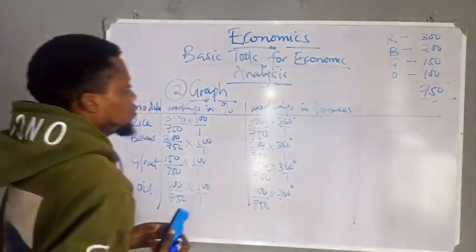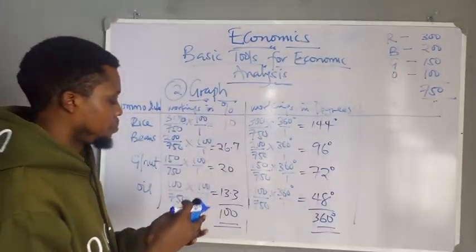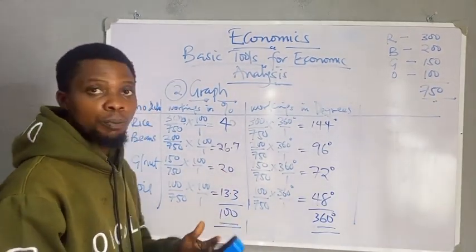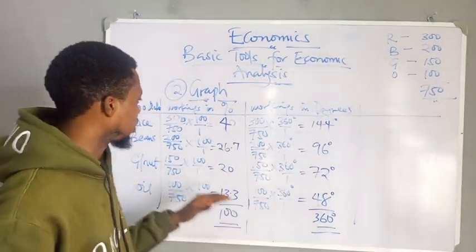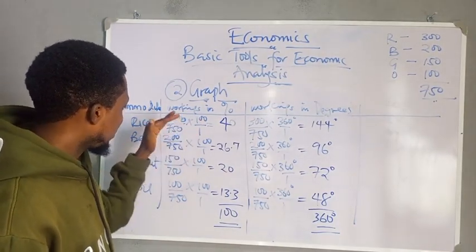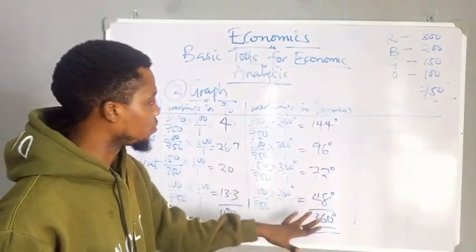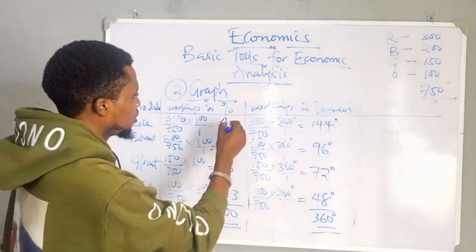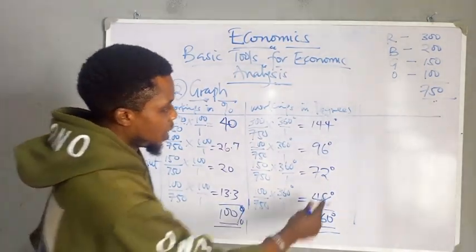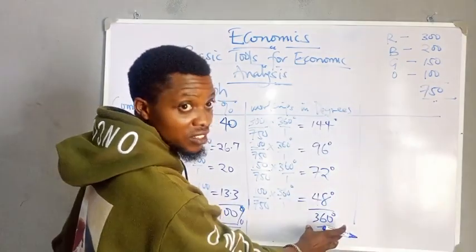Okay, now I've gone ahead to input the values here in order to save time. This is how I got it: 300 over 750 times 100 over 1. That is how I got the value for all of them. So adding all the results here gave us 100%, while adding all the values here gave us 360 degrees.